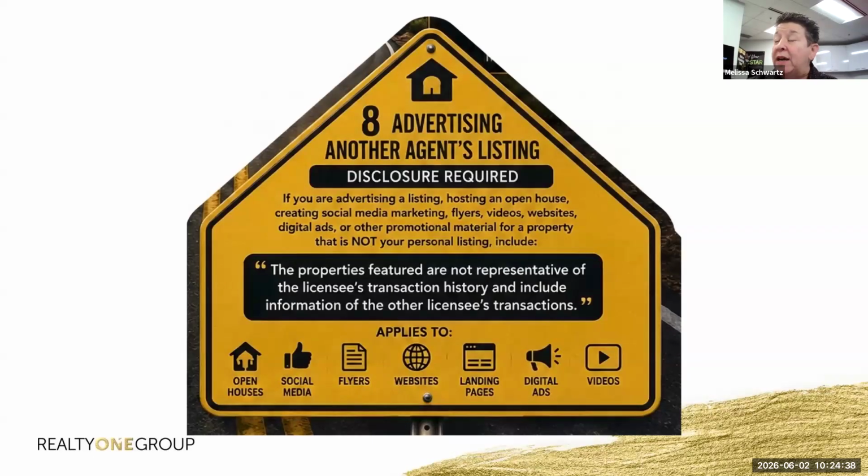Again, we may come up with a little other wording. I kind of like saying representative of my transaction history since it's my flyer. I'd rather say my rather than licensee, because I'm talking about me and I want them to know it's not representative of my transaction history. That's the whole purpose of this. I think using the licensee, other licensee, is confusing, but we're working on that. But I just want to make sure you guys understand that, because I think that that is such an important part of all of this.